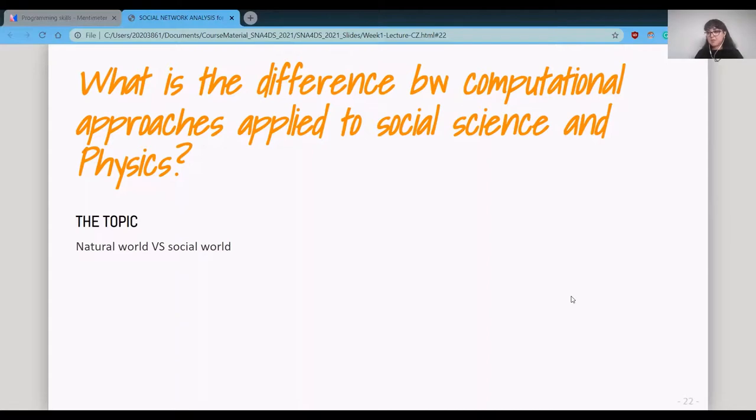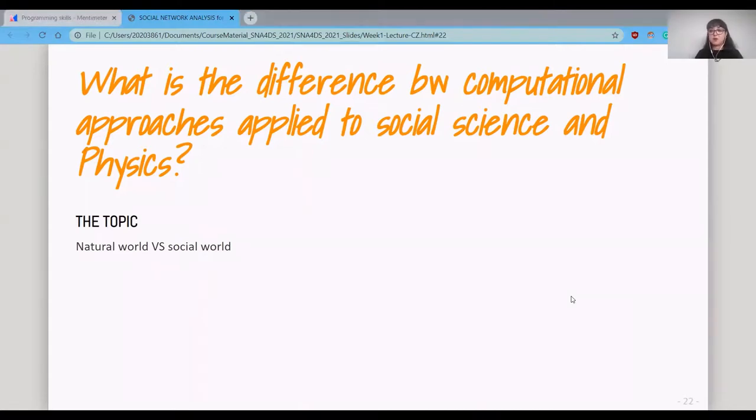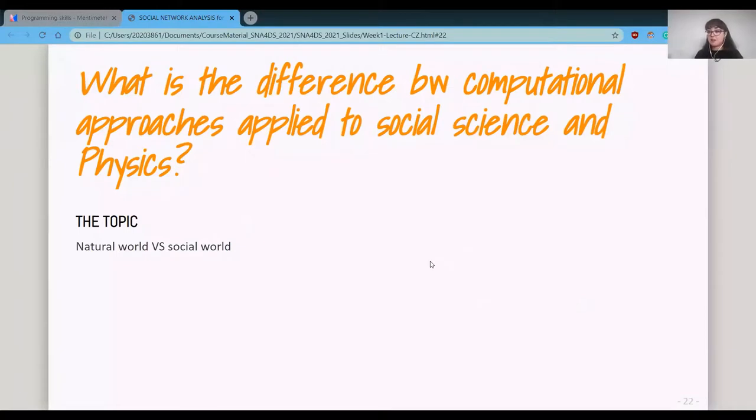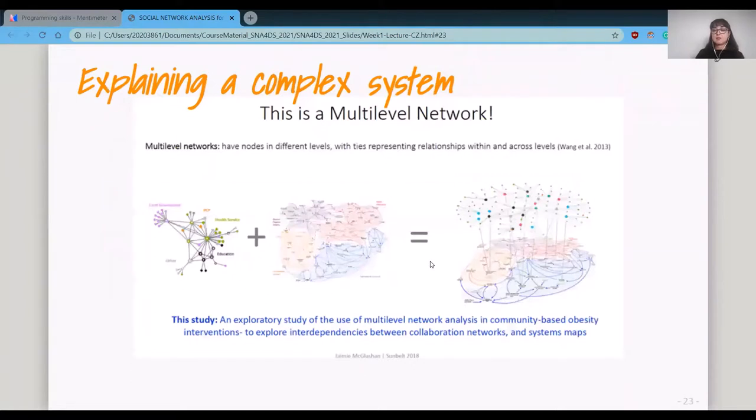Okay, the topic is different, fair enough. But if you observe the way people interact and the way a market works or birds, there are a lot of commonalities. And the study of these commonalities is part of what complexity science does. And network analysis is one of the tools that you use to explain that. Just to give you one example of how you intertwine these methods.